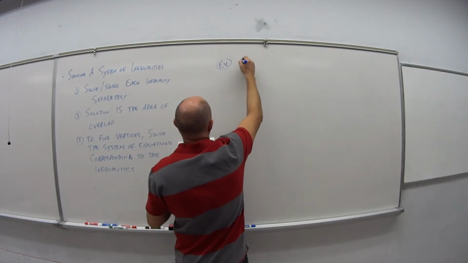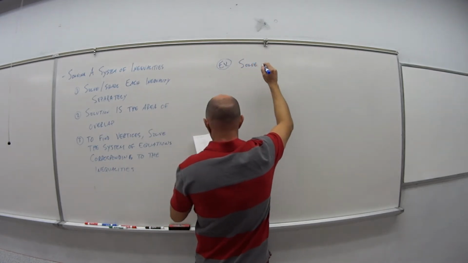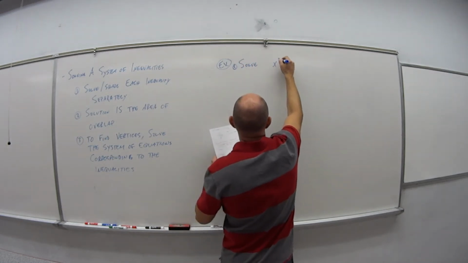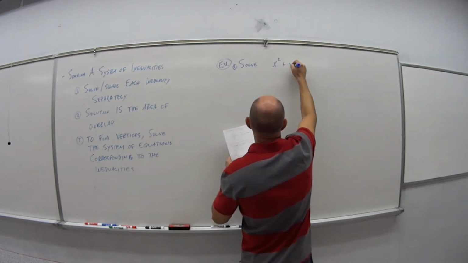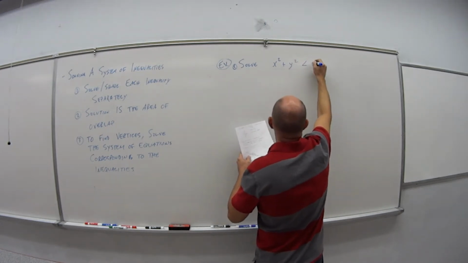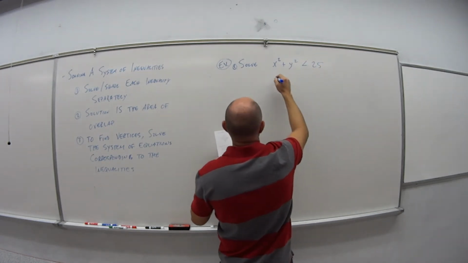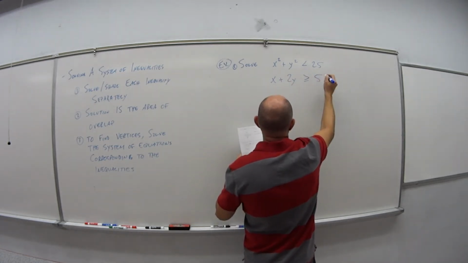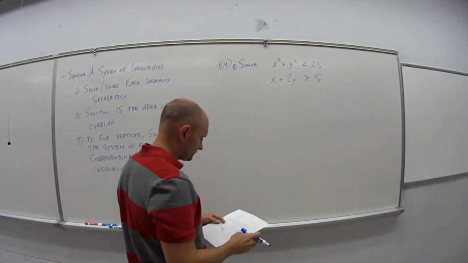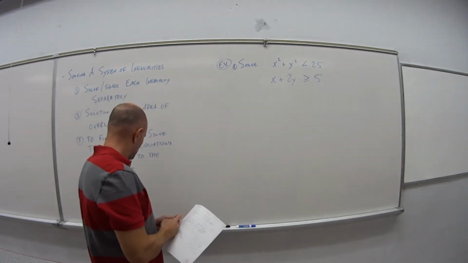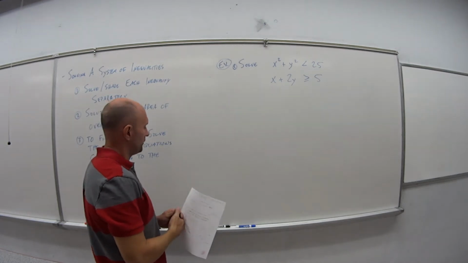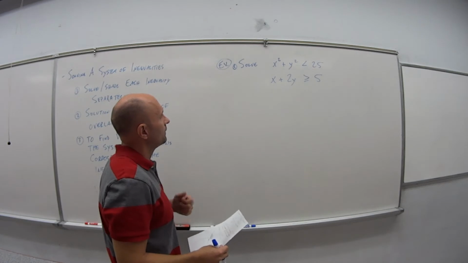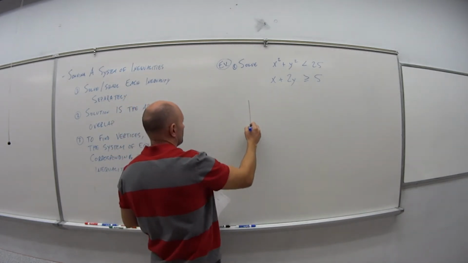Want to solve, so let's call this part 1. Solve this system of inequalities. X squared plus y squared is less than 25, and x plus 2y is greater than or equal to 5. So I'll use different colors here. I'll switch to green when we get onto the line there. All right, so let's graph this guy.